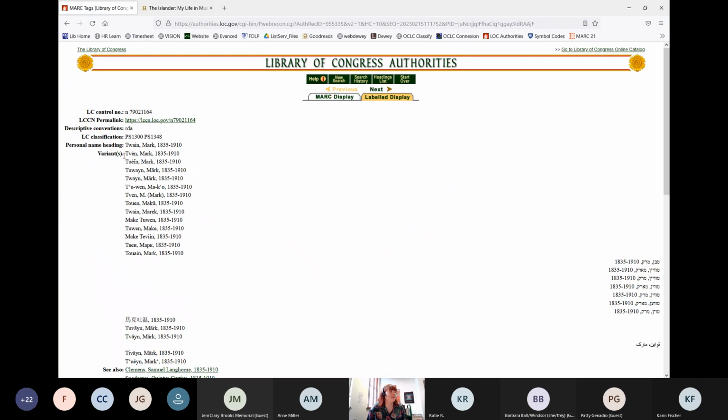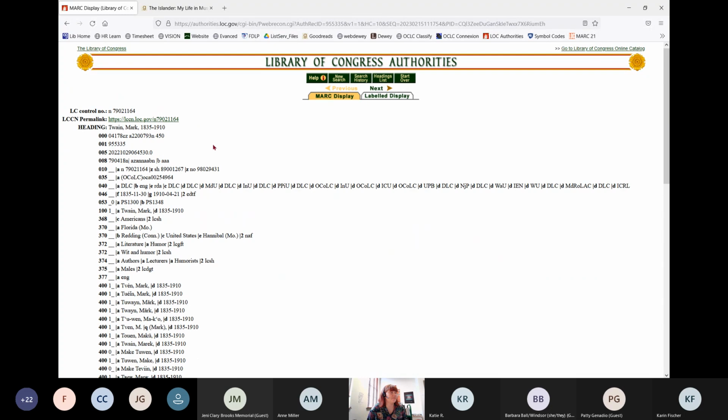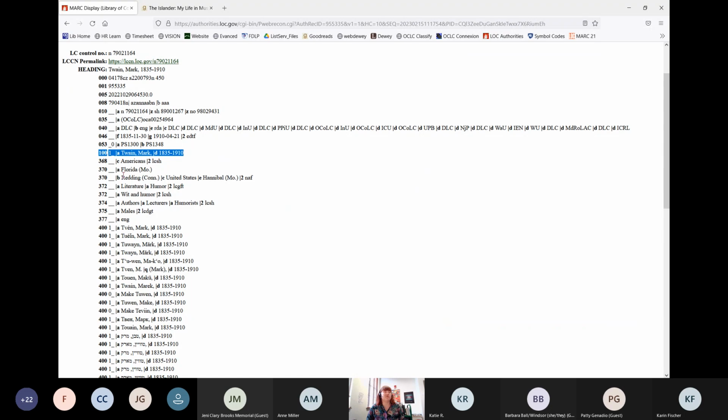Personal heading. He does have dates associated with his name. Now, if you weren't sure how to include that on the record, in the MARC display, if you scroll down to 100, it's going to show you exactly, including indicators, what to add to your record. So subfield D is where these appear, and subfield A is where his name is.